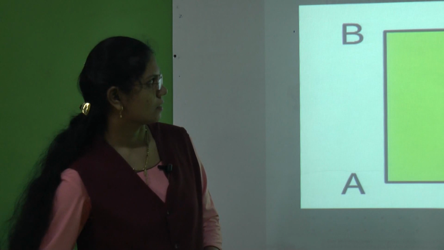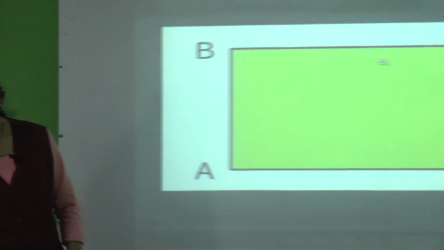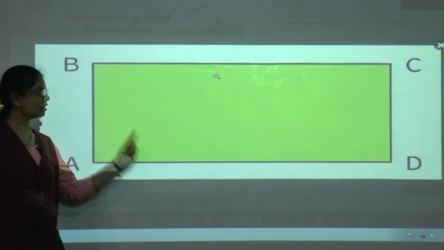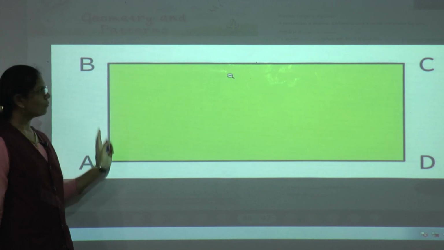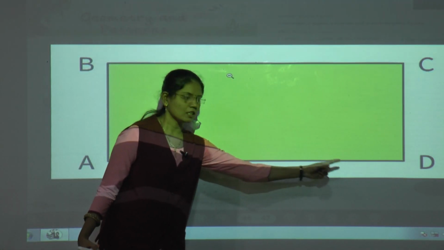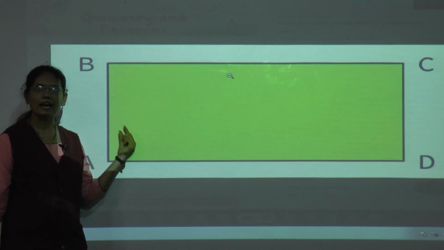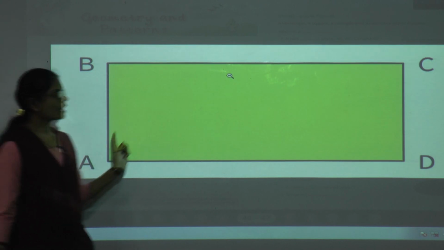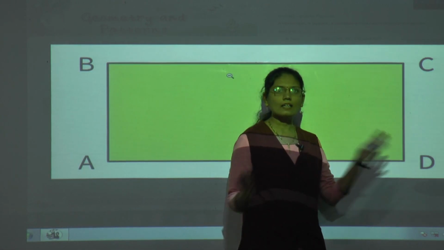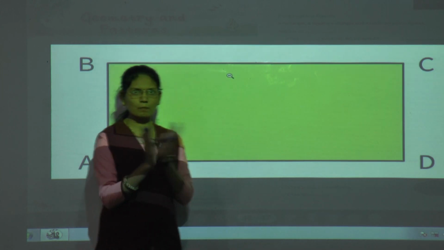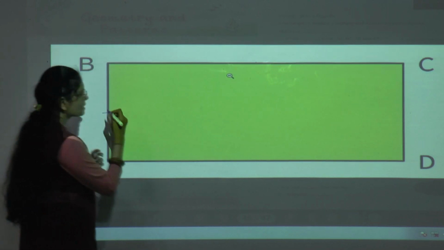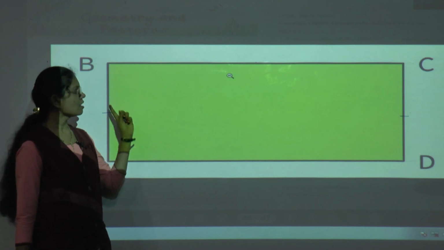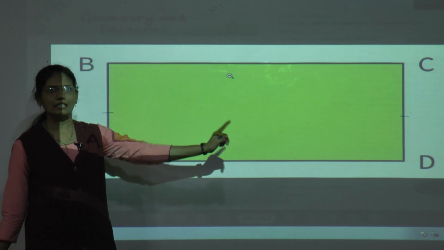Now here on the board I will show you. A, B, C, D. This is a rectangle. Now see this side AB, 1, BC 2, CD 3 and DA 4. So a rectangle has 4 sides. Then see AB and CD, which are opposite to each other, and both sides are equal in length. So the next property is that opposite sides of the rectangle are equal.